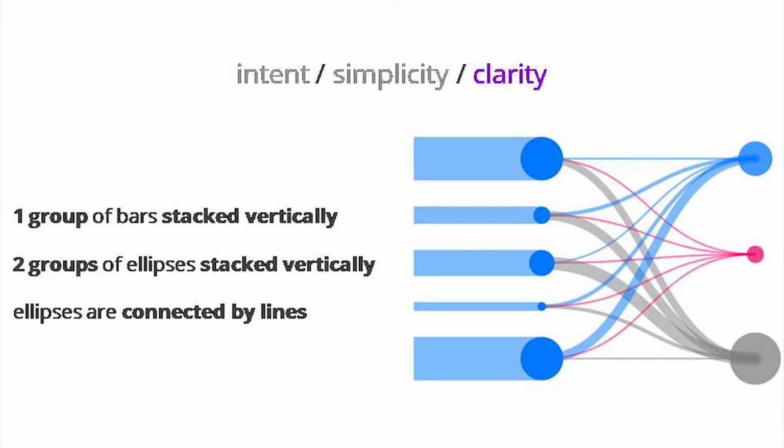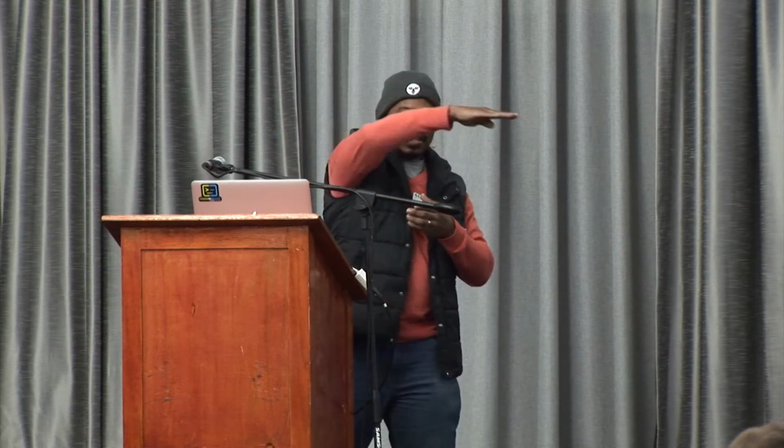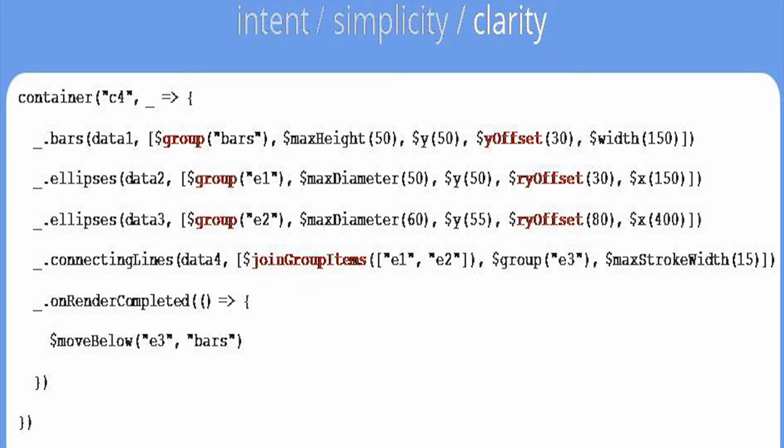And then clarity. And this one is a bit sketchy, right? So we have one group of some things that start vertically, two groups of some other things that start vertically, and then we have connecting lines. The reason I'm saying this is kind of sketchy is that it's my interpretation of this visual. It could have been that these things were stacked that way, true? But if we use this frame of reference, then again, the code is pretty straightforward. There's a group of bars, there's a vertical stacking, there are groups of ellipses, E1 and E2, and then they're joined. It says join groups, items, E1 and E2.